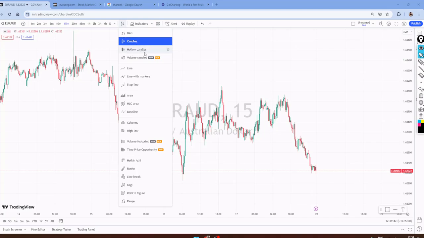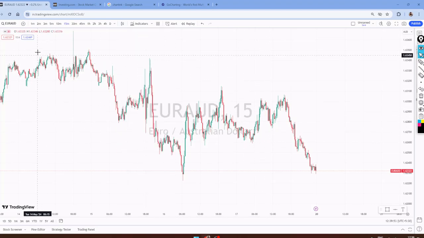Bar chart, candlestick chart, hollow chart, volume candle, line, so many types of data representation tools are available. We need to understand the market is all about the data. Market has the data. Market algorithm has the data. What data? Buyers and sellers data.